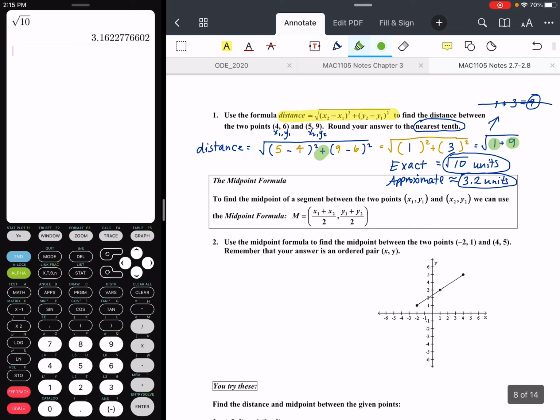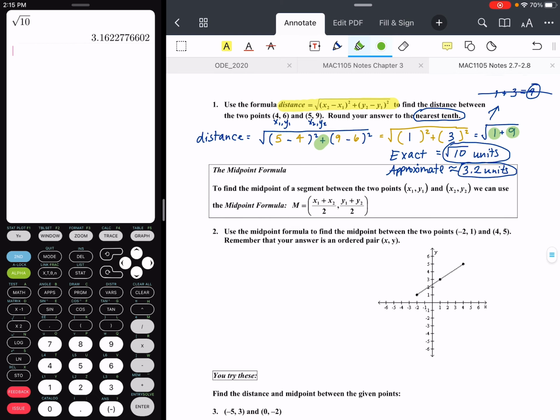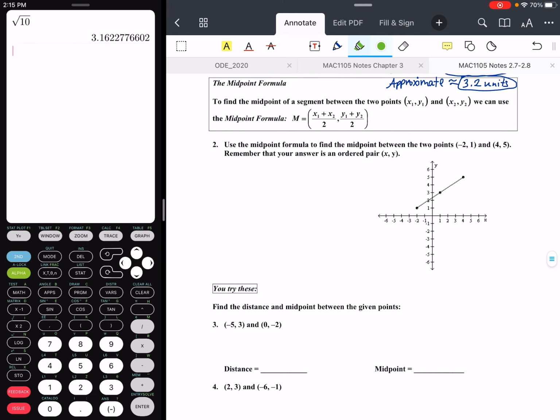And remember to fully simplify under the square root and get one single constant first, and then you can take the square root to get your approximate answer. All right, the exact answer is in square root notation, radical notation. The approximate answer you can type into your calculator. All right, so that's an example of the distance formula.